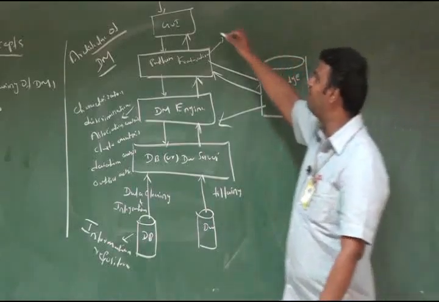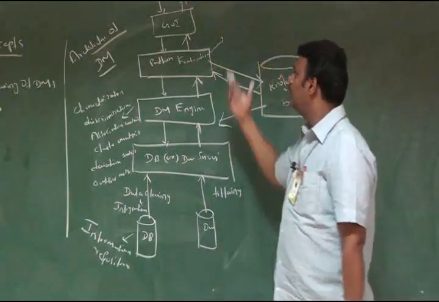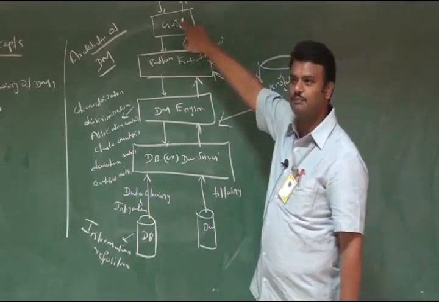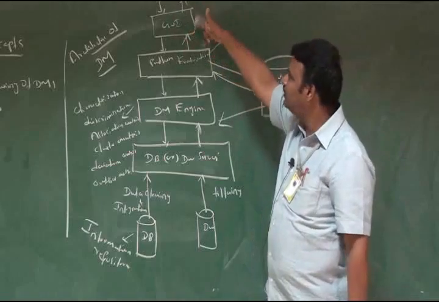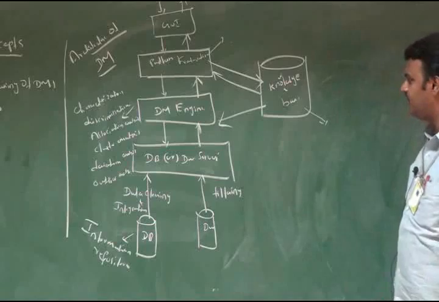The last one is the graphical user interface. We are going to browse the databases or the data warehouses for the purpose of evaluating the interestingness of the pattern, and also visualize the pattern in different forms using the graphical user interface. These are the components of the architecture of data mining.